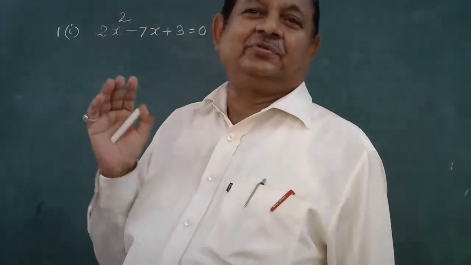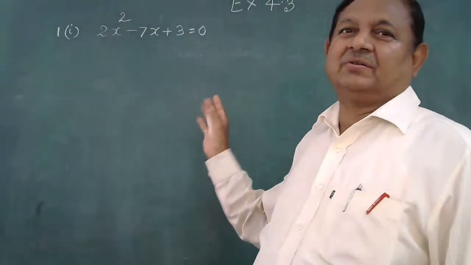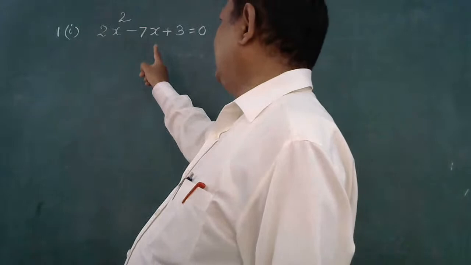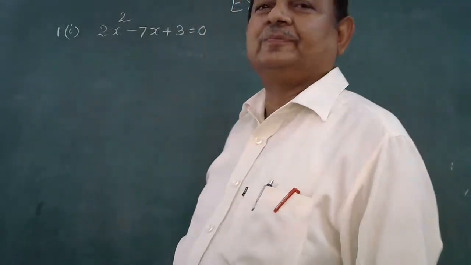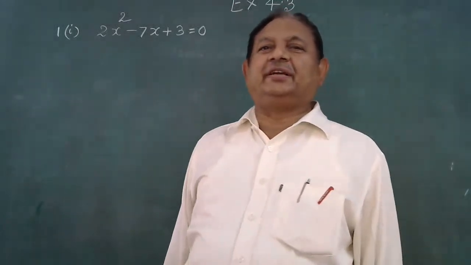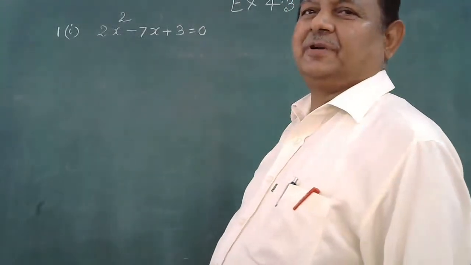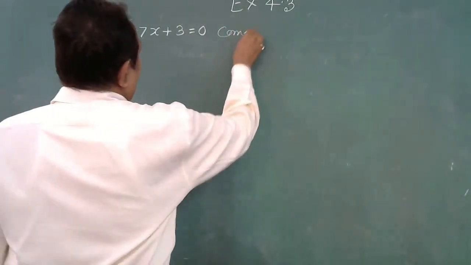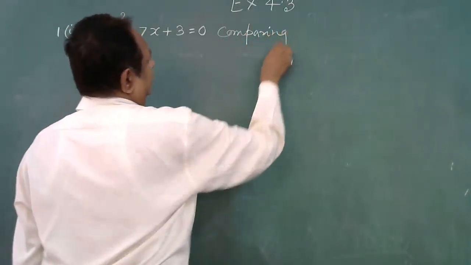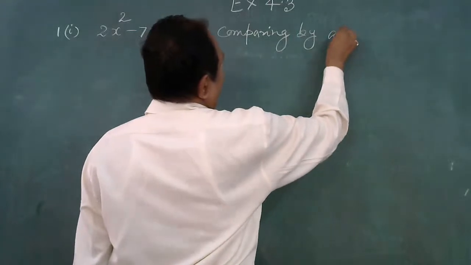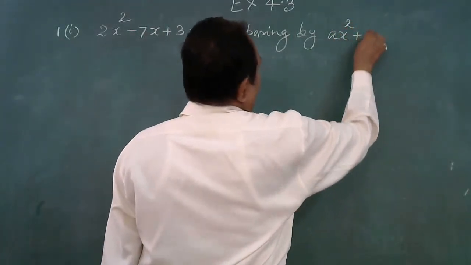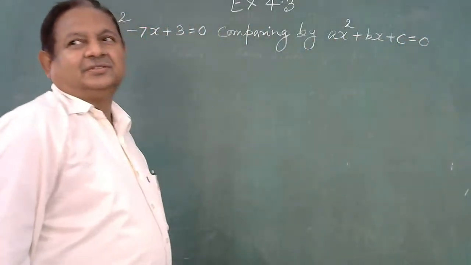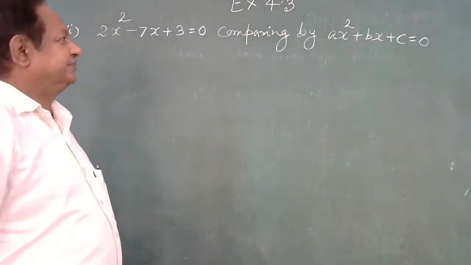So first we have to find out whether the solution exists or not. For this, find the nature of roots. So comparing this equation with the general equation of a quadratic equation, that is ax square plus bx plus c is equal to 0. This is the general form of a quadratic equation.